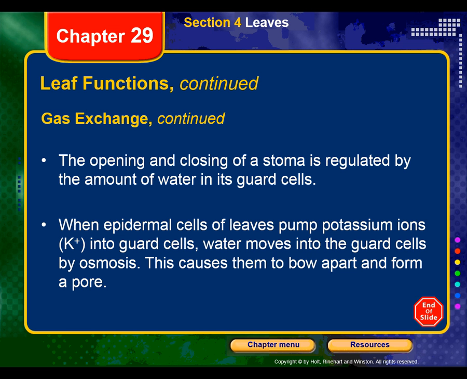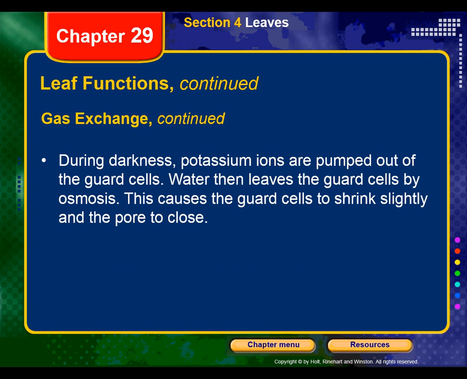So we're going to pump potassium into the guard cell. Water by osmosis, always moving to the area of higher osmotic pressure, will move towards that potassium. So it'll move into the guard cells, and this will cause them to bow apart and form a pore. During darkness, of course, potassium ions are taken out of those guard cells. Therefore, the water is released out of there, and this causes the guard cells to shrink slightly, and this closes the pore.